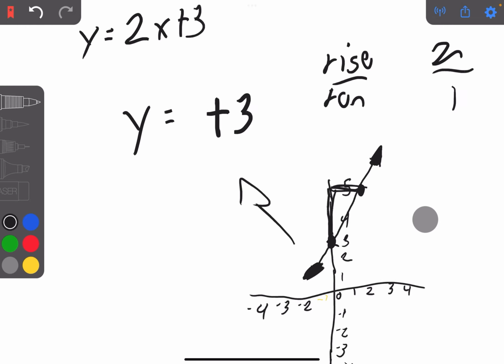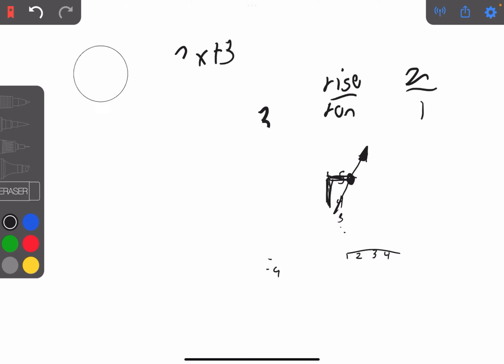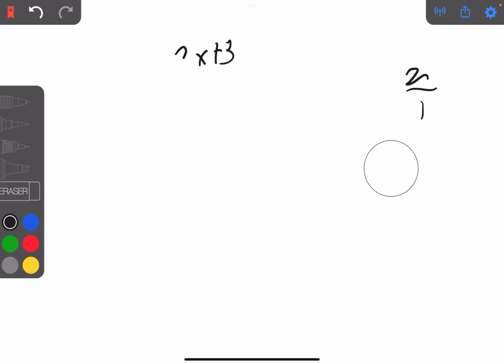Now let's try to do it. So we add 3, so we go here. Then we go up 2 and to the right 1. And as you can tell, it checks out. So those are y equals mx plus b, slope-intercept form.